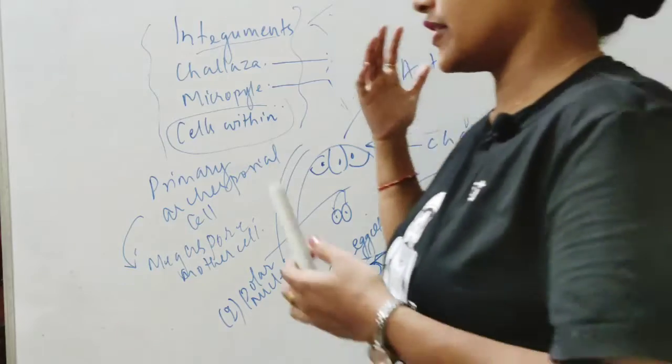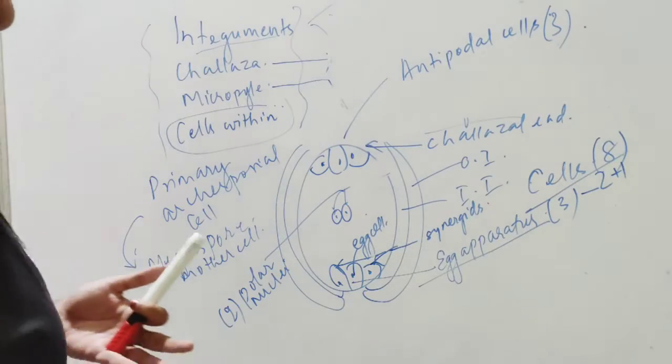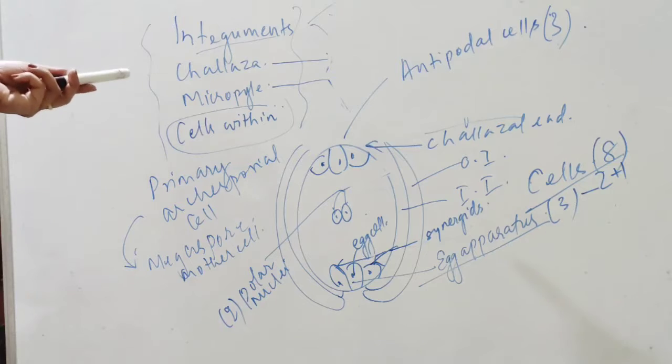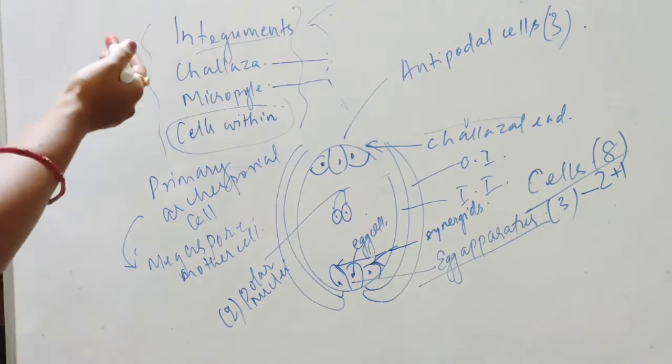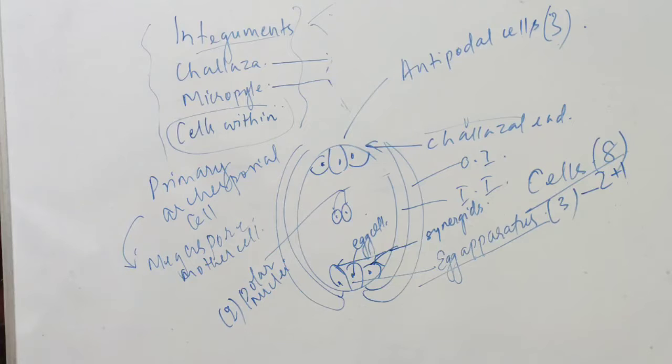First we discussed the various parts which make up the whole of your ovule, that is your integuments. You have chalaza, micropyle and the number of cells inside the ovule. Then we covered the various types of integuments, and the chalazal end, the point from where the integuments originate, the micropyle where the integuments do not fuse, then inside, from the primary archesporial cells, how due to multiple divisions there are 8 cells in total, or 8 nuclei, present inside the ovule.